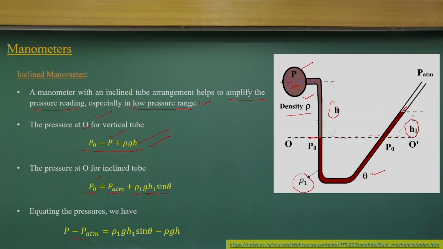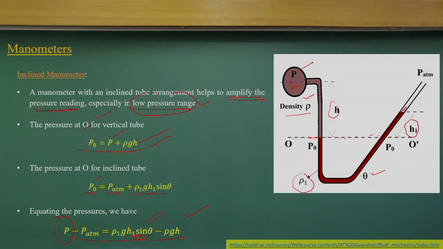Equating these two, we get the equation which we use to compute the pressure at this point. Because we are measuring H1, which is inclined, we can measure low pressure, since we have a longer graduated length as compared to the vertical case. Otherwise, the measurement is similar, but inclined manometers help us measure low pressure readings because they amplify the pressure reading.